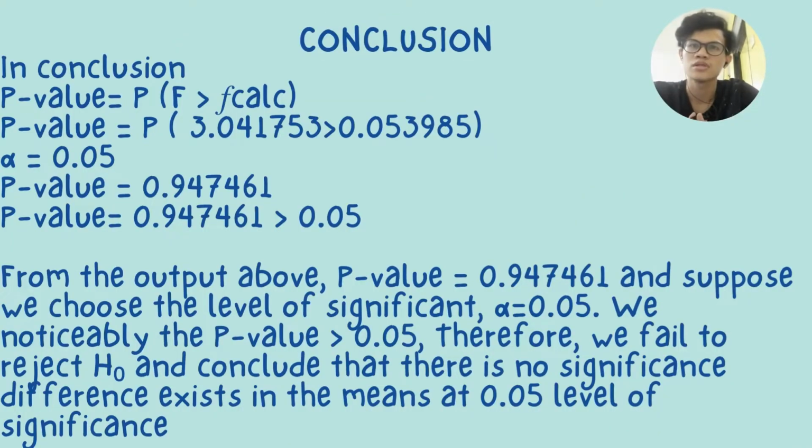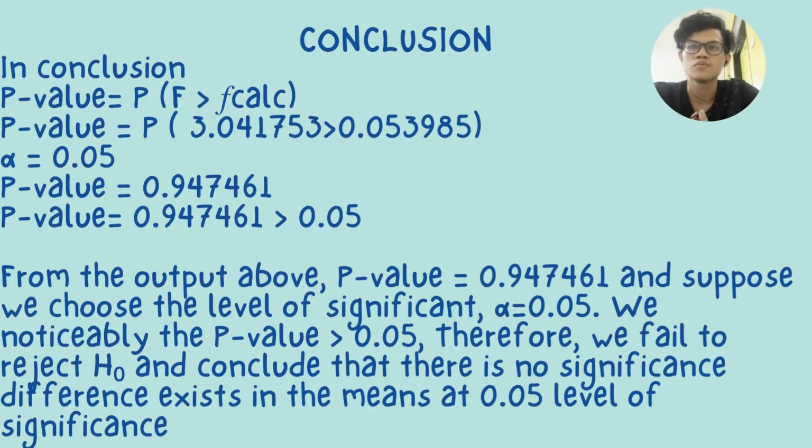So in conclusion, the F critical value is bigger than the F calculated. The F calculated is 0.5398, and the F critical is 3.041753, which is bigger. There is no significant difference. In the second one, we can use alpha equal to 0.05, and the p value is 0.947461, which is bigger than alpha.